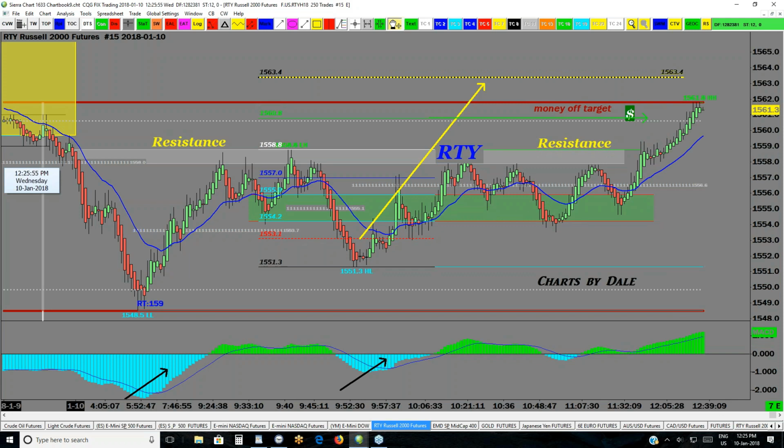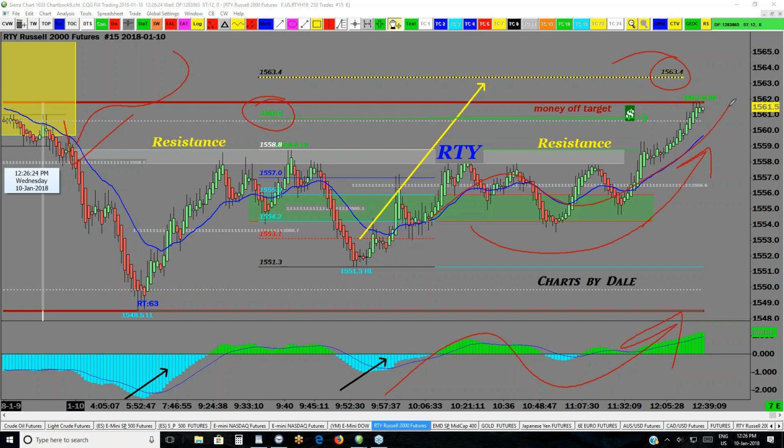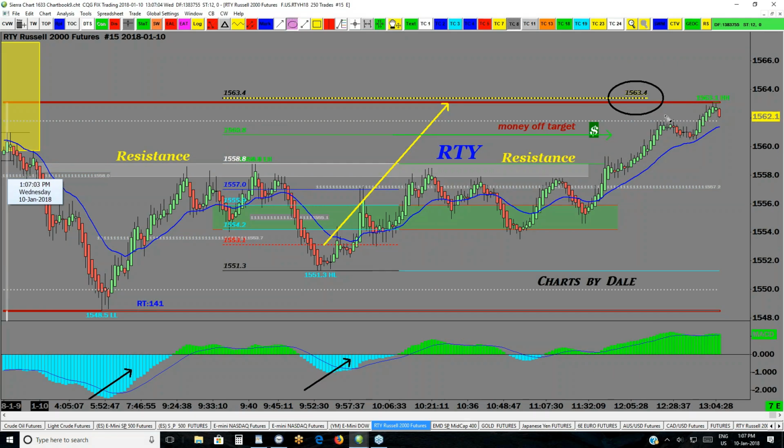Okay, so we're now at 12:26. The market has made the money off target, so part way to full target. All right, it's taking a little while, but the MACD is above zero. Price action, higher lows, right? Moving average, keeping up, not so bad. RTY should be filled maybe before NQ.